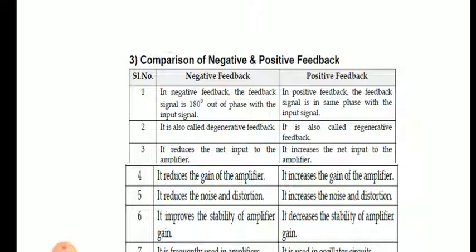It is also called regenerative feedback. Second point, positive feedback is also called regenerative and direct feedback. The third point is that negative feedback reduces the net input to the amplifier, because V input is equal to Vs minus Vf. So the overall net input is less than that of Vs, so the net input is reduced. In the case of positive feedback, V input is equal to Vs plus Vf, so it increases the net input to the amplifier.